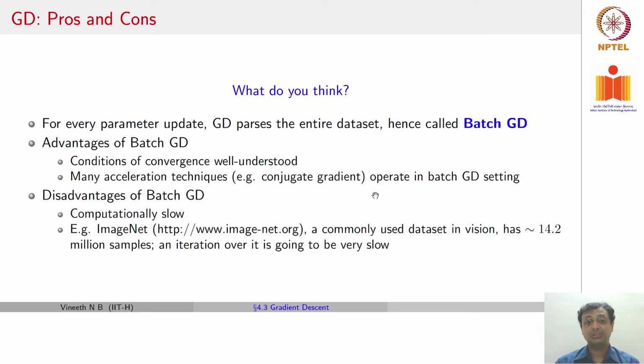The disadvantage of batch gradient descent is it can be computationally slow for the same reason, especially if your training data set had say 10,000 data points or 1 million data points, you're going to wait for parsing through all of them before making an update. ImageNet, which is a computer vision challenge, a very commonly used data set in vision, has today about 14 million samples, and one iteration over all of those 14 million samples can be very slow to wait for one parameter update.